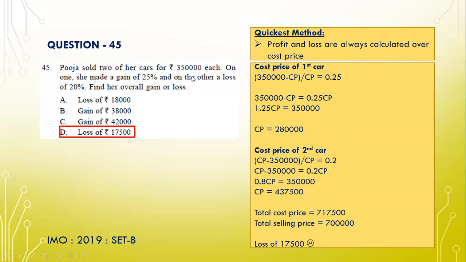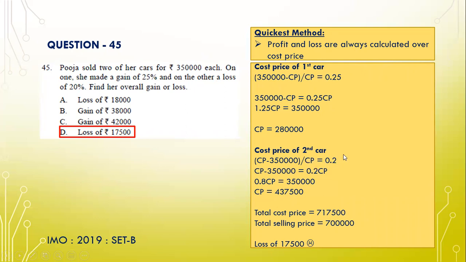The second car was sold at a loss of 20%. So the cost price was more than the selling price. So cost price minus selling price, which is 3,50,000, upon cost price is the loss, which is 20%. What is 20%? 20 upon 100, which is 0.2. So CP minus 3,50,000 upon CP is 0.2.